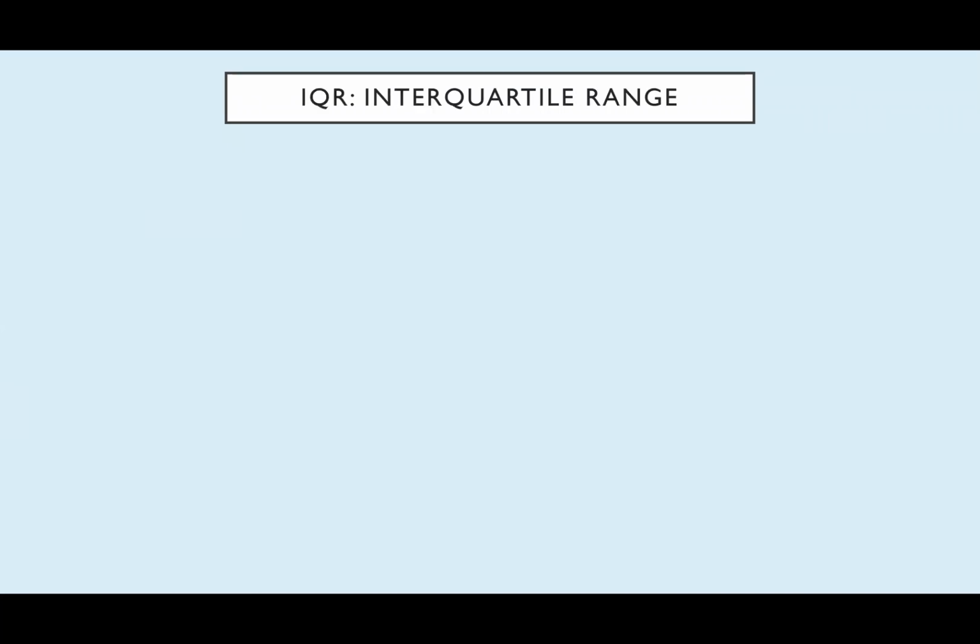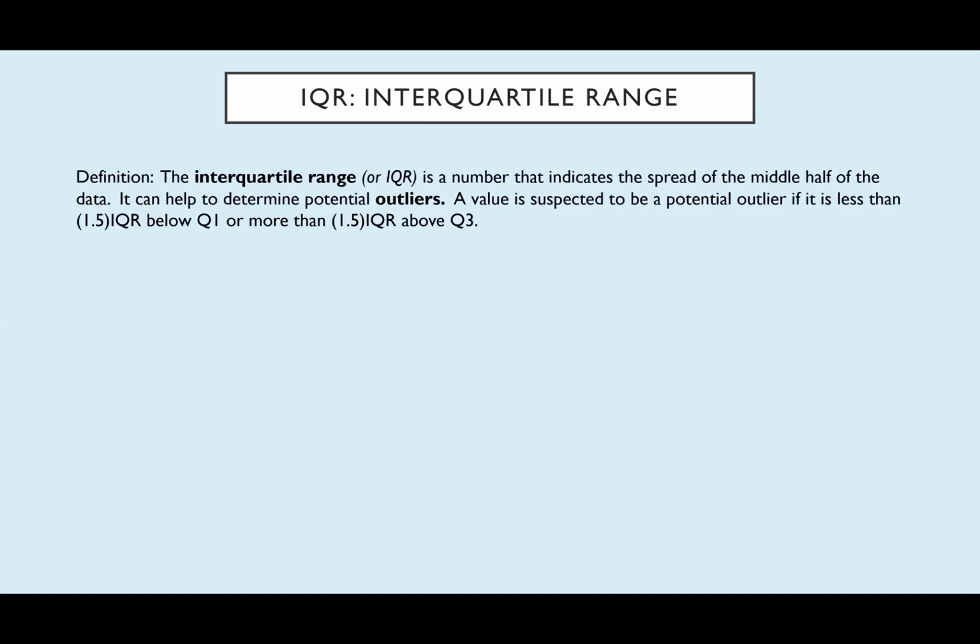All right, interquartile range, what is it? The interquartile range is a number that indicates the spread of the middle half of the data. It can help determine potential outliers. A value is suspected to be a potential outlier if it is less than 1.5 IQR below the first quartile or more than 1.5 IQR above the third quartile.